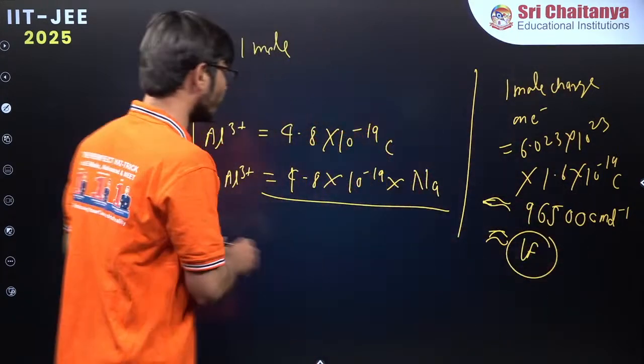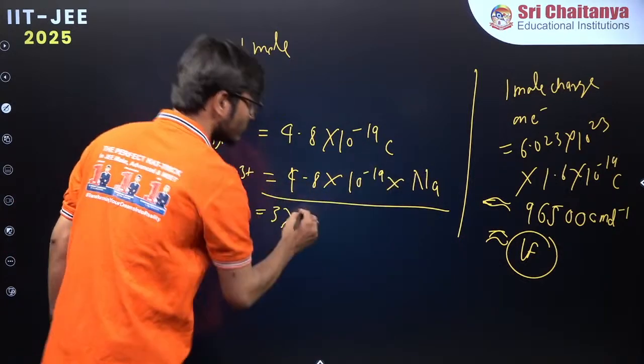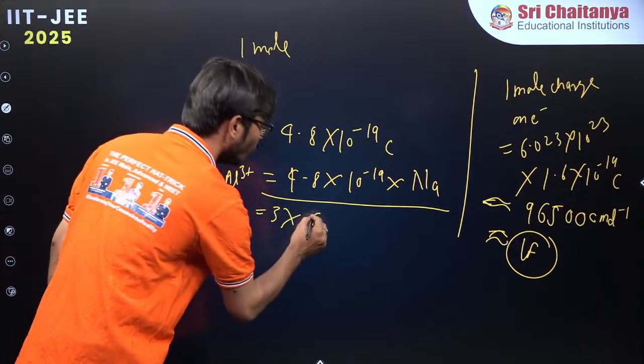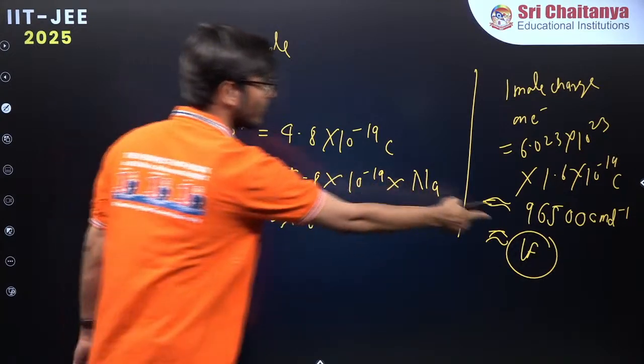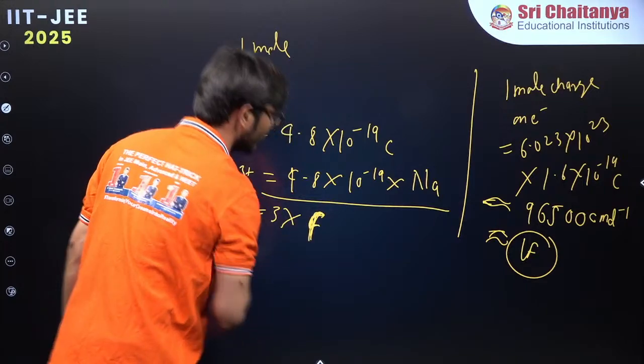Because we are having 4.8, this means it is 3 into 1.6. So this is 3 into how many Faradays? 1, right? So this will be 3 Faradays. This will be 3 Faradays.